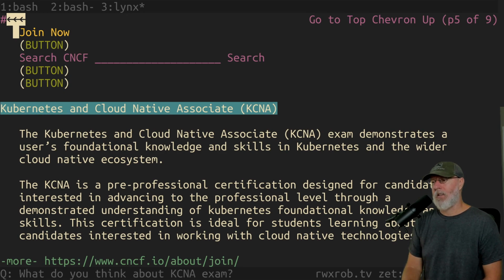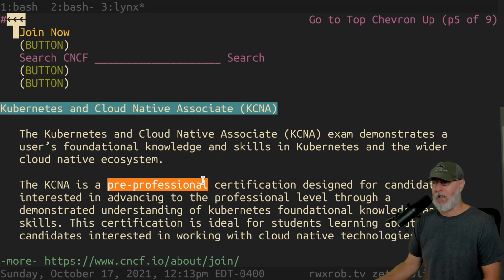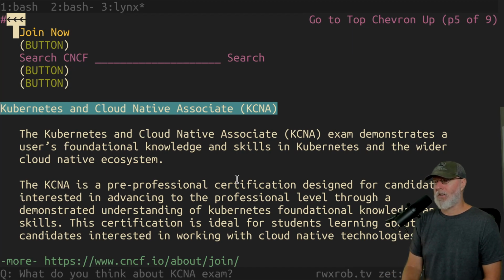The KCNA is a pre-professional certification. That means you're not going to get a job with the KCNA. It's going to help you understand Kubernetes. So it's one of those things that I think everybody should get in tech, period. I don't know if it's worth the money though. I honestly don't. It's still like $300 to $400. It's designed for candidates interested in advancing to their professional level through a demonstrated understanding of Kubernetes foundational knowledge and skills.